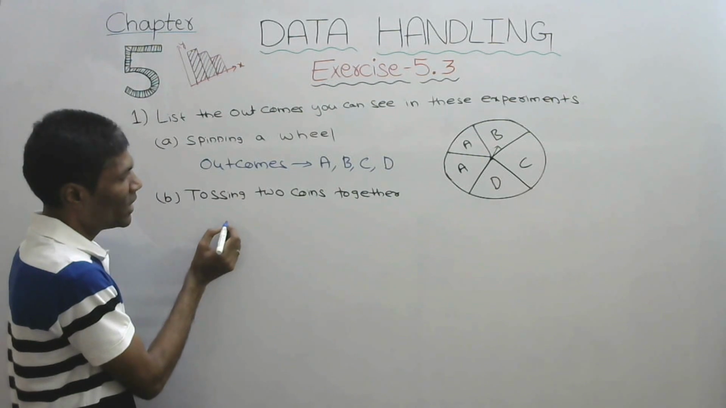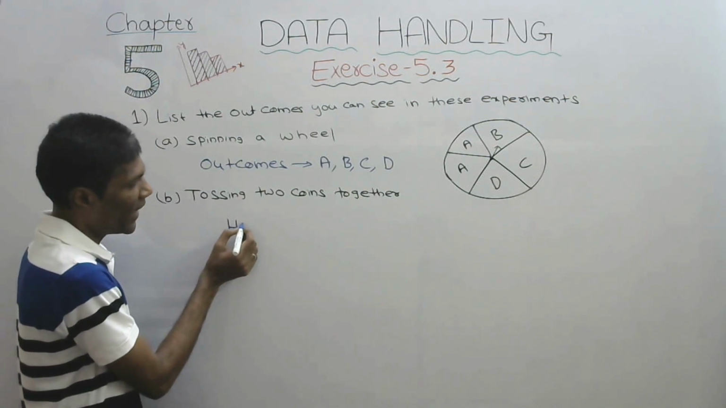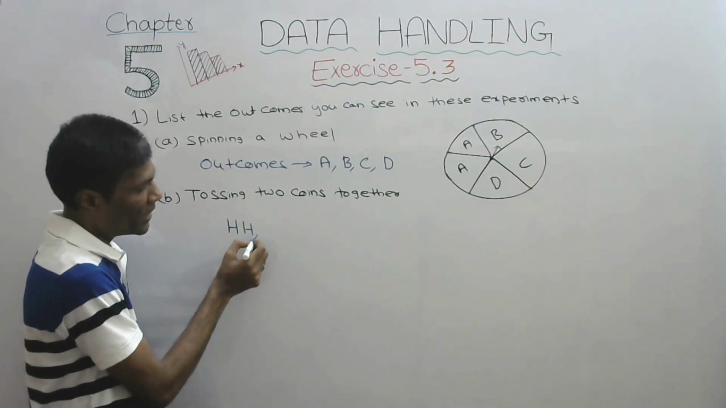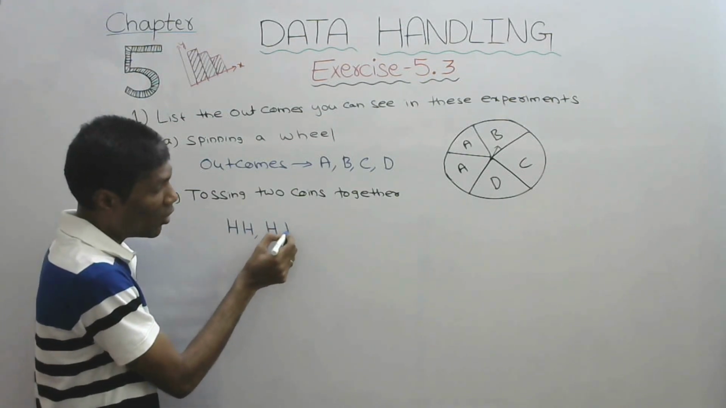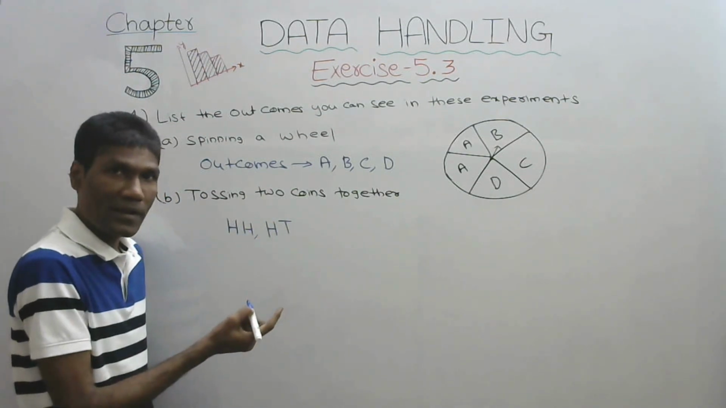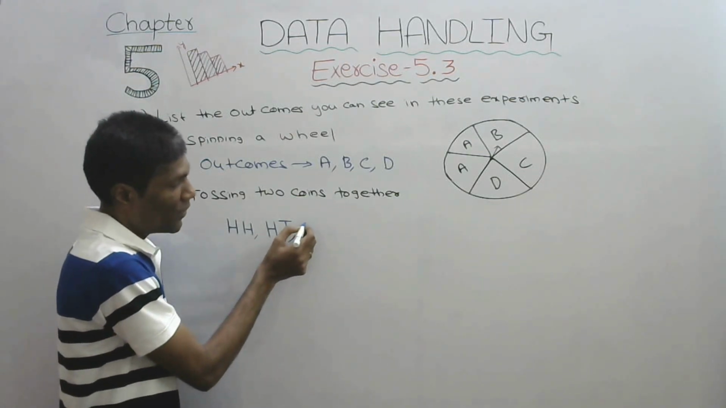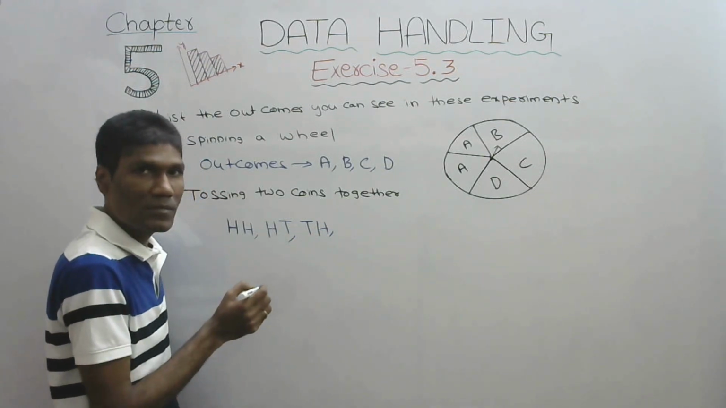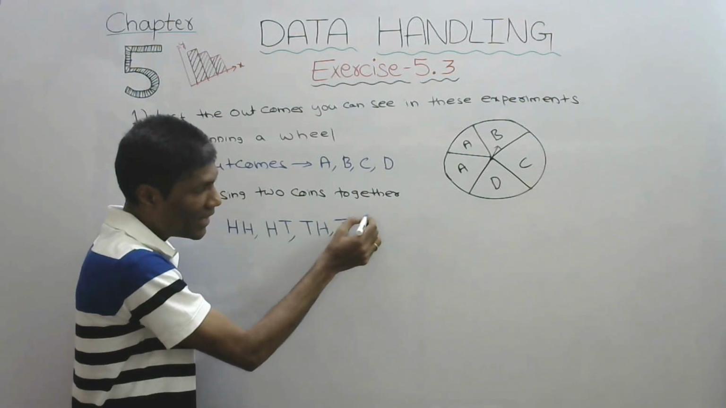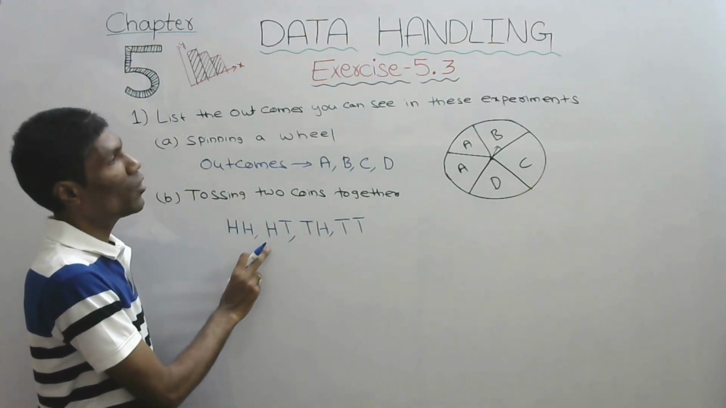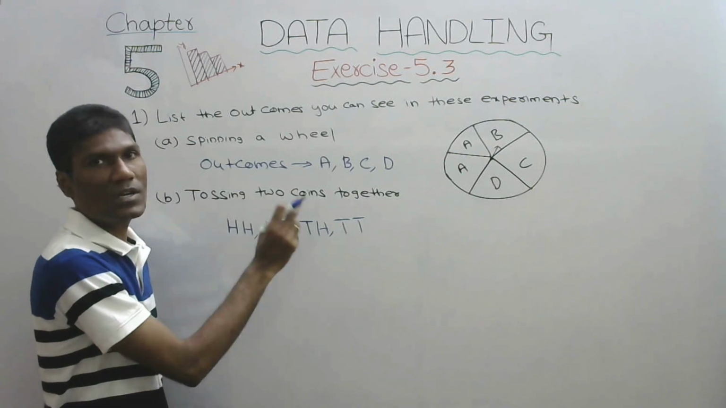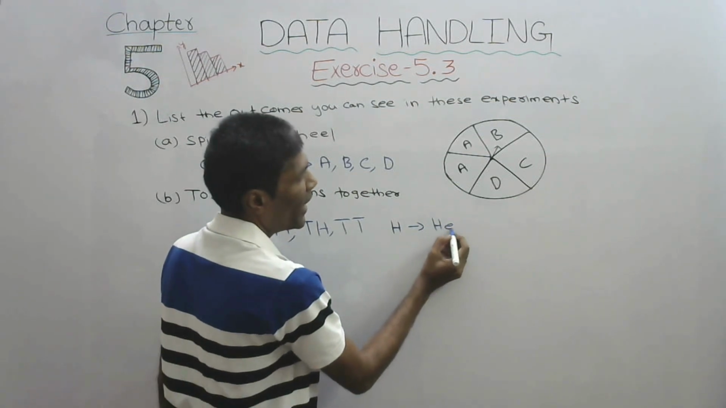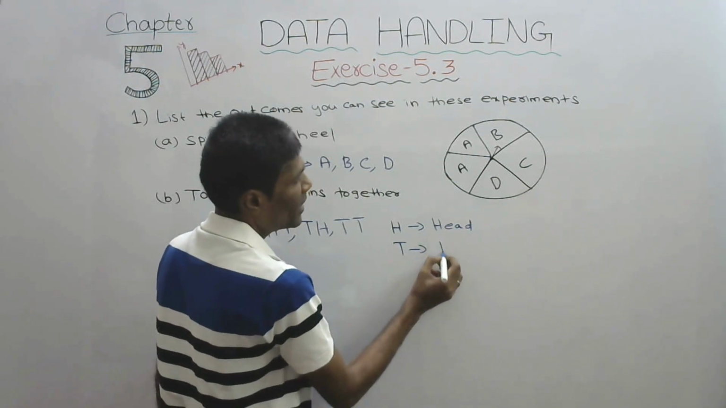Now, let us see. In the first case, we can get head and head. Two coins can be head and head. In the other case, one coin head, the other coin can be tail: head and tail. Next, the first coin can be tail and the second coin can be head, or two coins can be tail, tail. So, four outcomes. These are the outcomes. What does H mean? H stands for head, whereas T stands for tail.